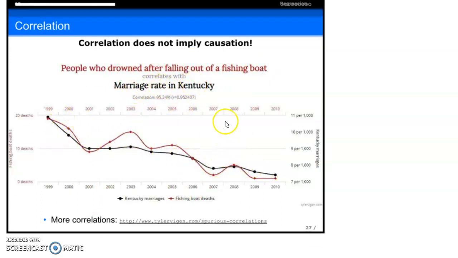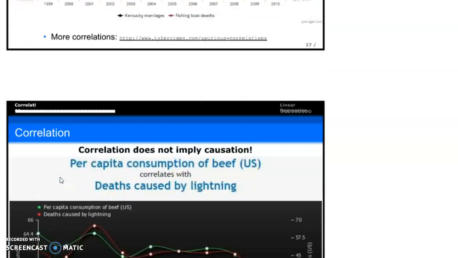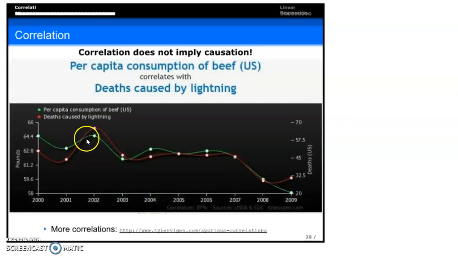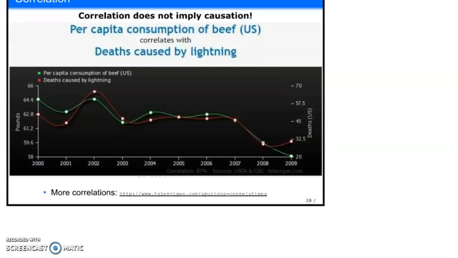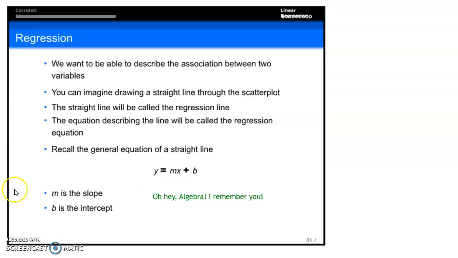But even though these are correlated, they happen at the same time, they have a relationship, that doesn't mean that fewer people falling out of fishing boats causes more people to get married in Kentucky, because that's spurious. That's very silly. Another one is deaths caused by lightning as compared to per capita consumption of beef in the United States. Obviously, that's not going to make any sense at all. These are some interesting examples of where correlation does not imply causation.